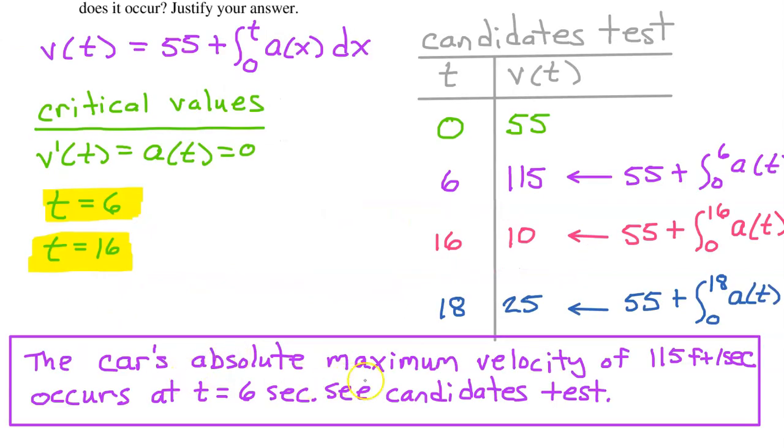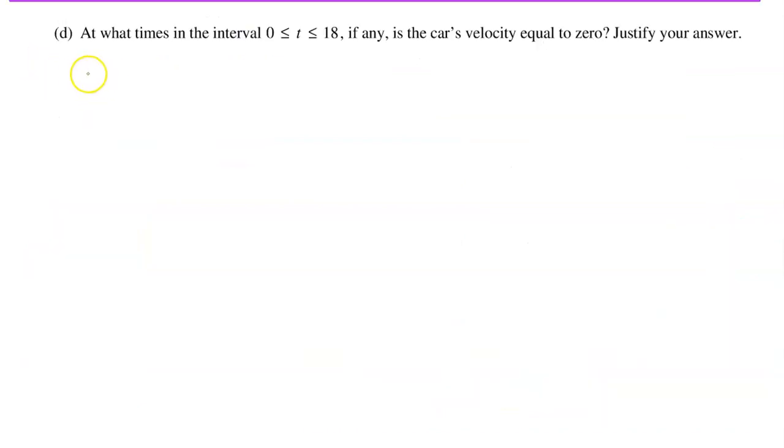The car's absolute maximum velocity of 115 feet per second occurs at t equals 6 seconds. See candidates test. Part D. At what times in the interval from 0 to 18, if any, is the car's velocity equal to 0? Justify your answer.